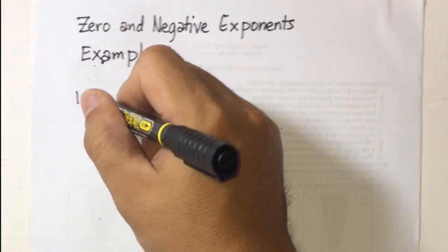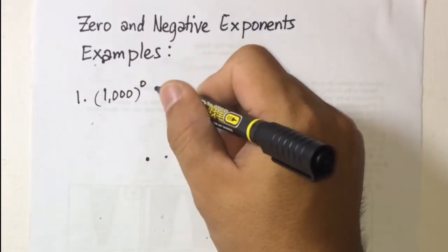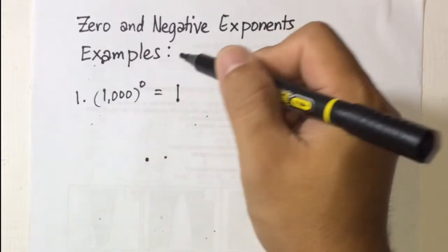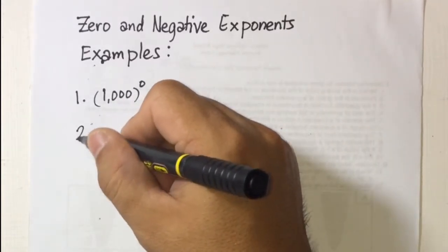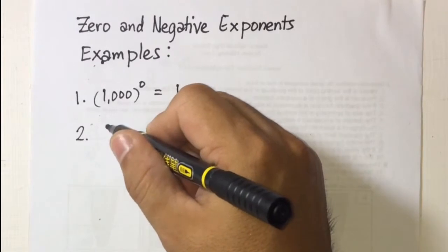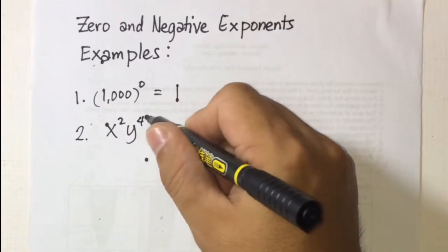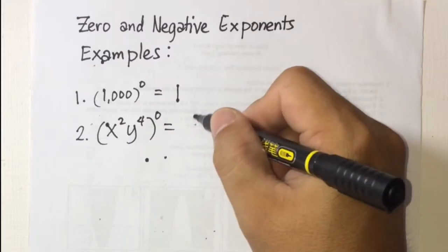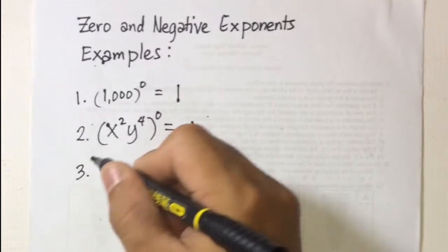Let's have some examples. Now, if we're going to simplify, for example, let's have 1000 raised to the power of 0, automatically this will be equal to 1. It's because any number raised to the power of 0 is equivalent to 1. Another example, number 2, let's have x squared y to the power of 4 raised to the power of 0. So again, automatically this will be equivalent to 1.